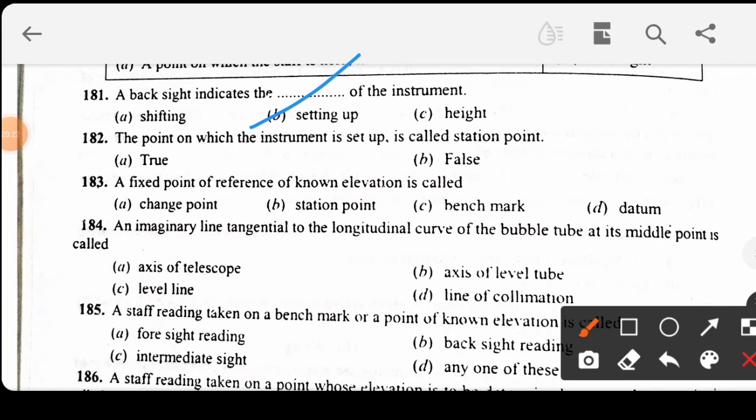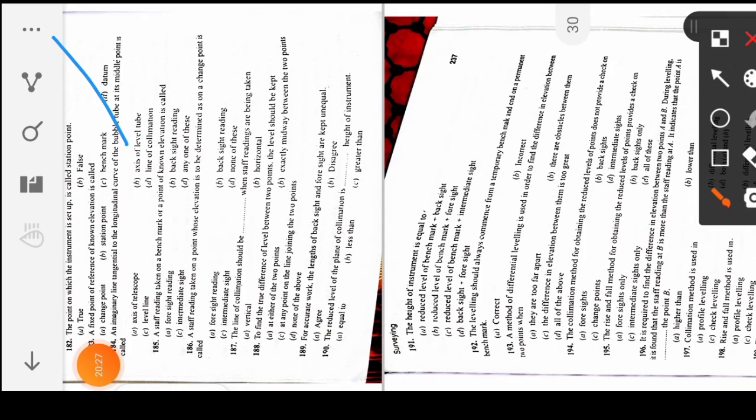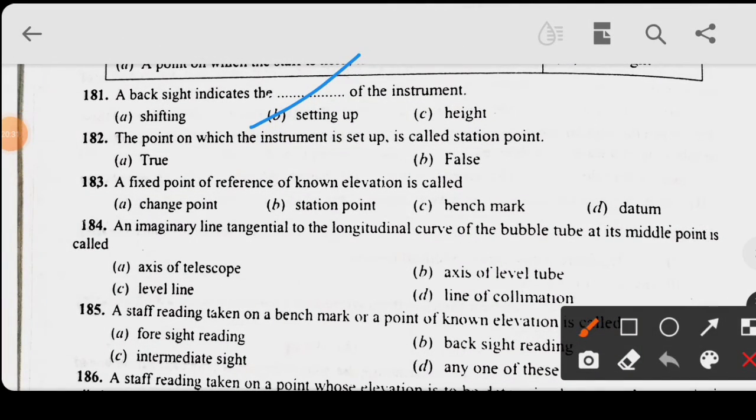The point on which instrument is set up is called station point. It is correct. A fixed point of reference of known elevation is called benchmark. Very, very important.